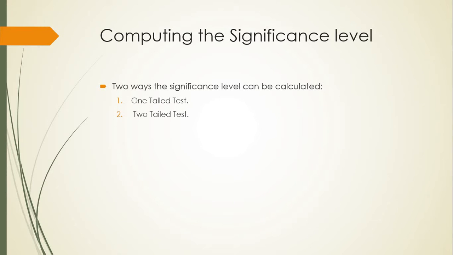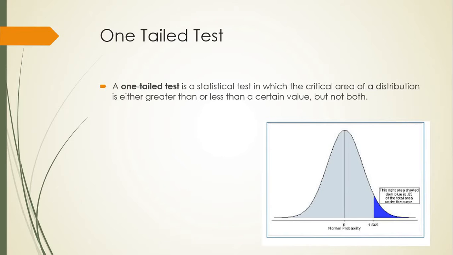So how do we compute the significance level? There are two ways of computing it. One is the one-tailed test and the other is the two-tailed test. So first, let's see what a one-tailed test is. A one-tailed test is a statistical test in which the critical area of distribution is either greater than or less than a certain value, but not both. So here in a one-tailed test, it can be this part or this part, not both at a time.